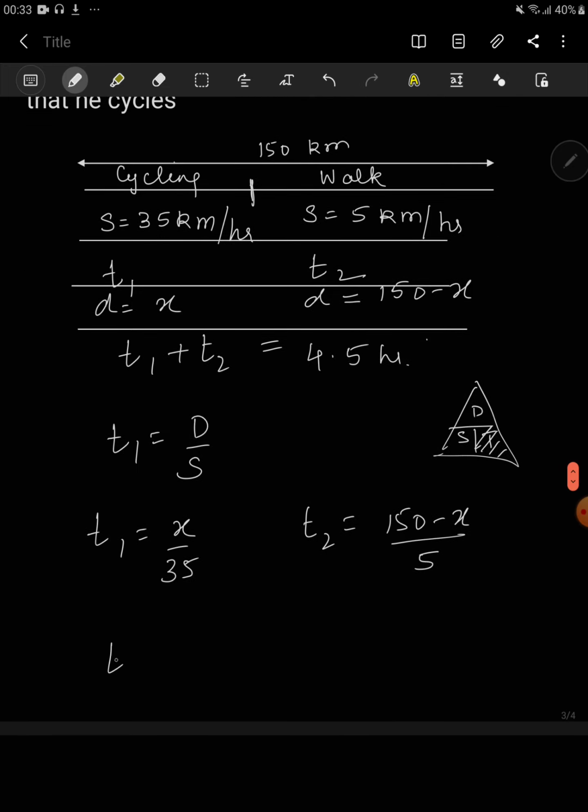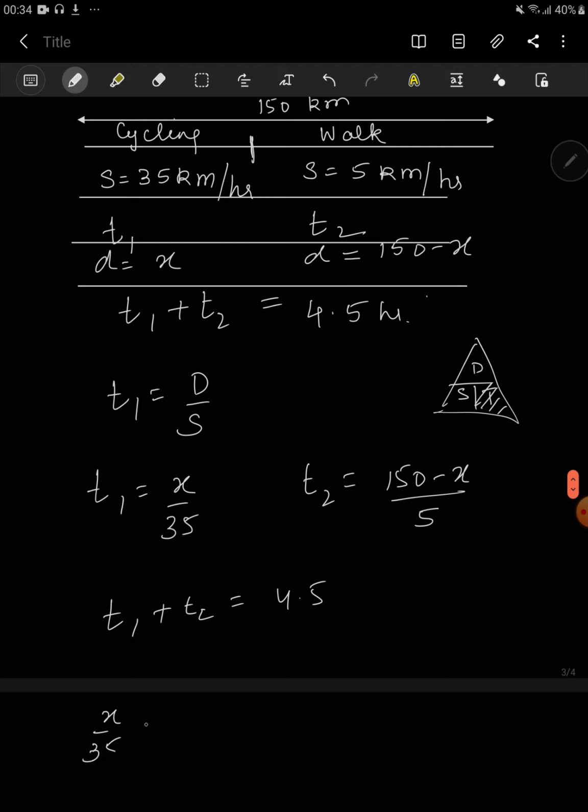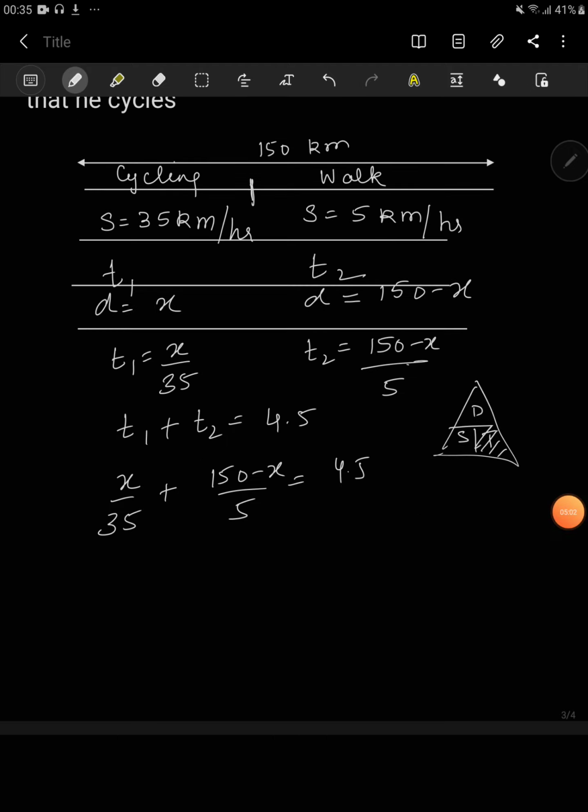Now we know that T1 plus T2 is equal to 4.5. It implies we can write that x upon 35 plus (150 minus x) upon 5 is equal to 4.5. This is how we are going to solve this. Now to solve this, we'll take the LCM 35. This becomes x.